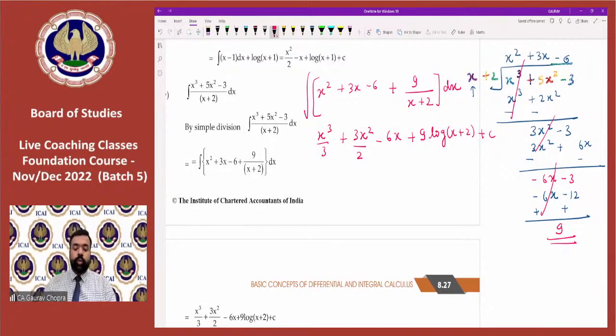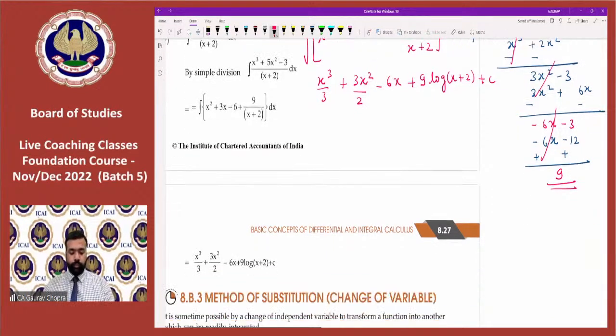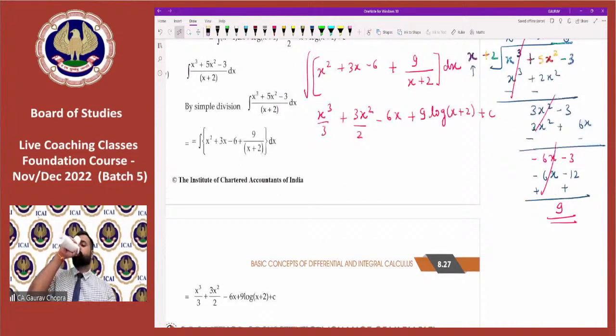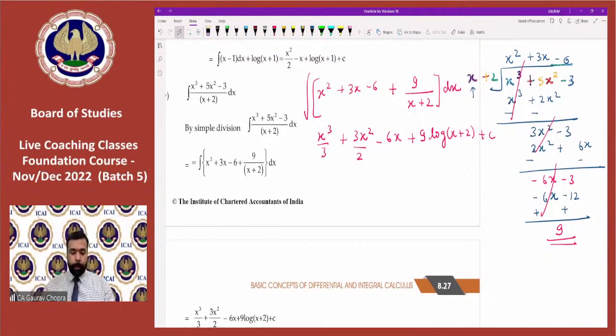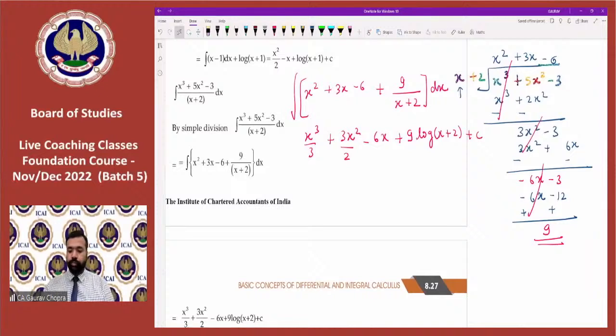Okay. Whenever the 1 upon x form is there, it is important to remember the formula, that is the logarithm. There is no other formula. So Samir is asking the same thing. It is important to write the log. Yes, it is important because the formula is there with log only. So you can note down the division in case you don't know how to divide.